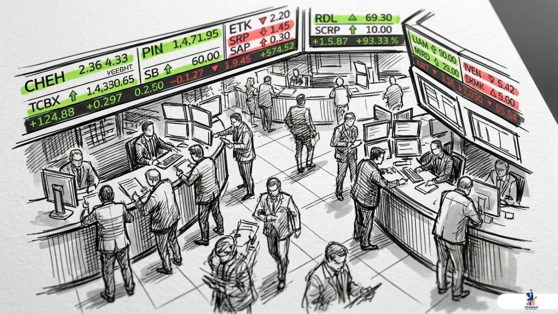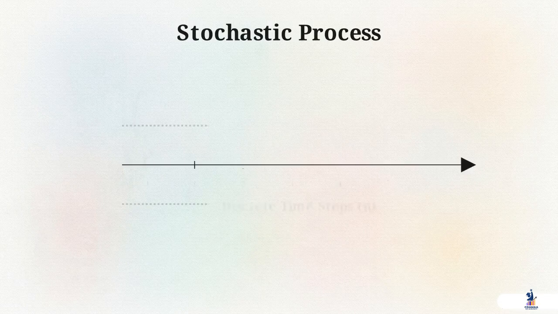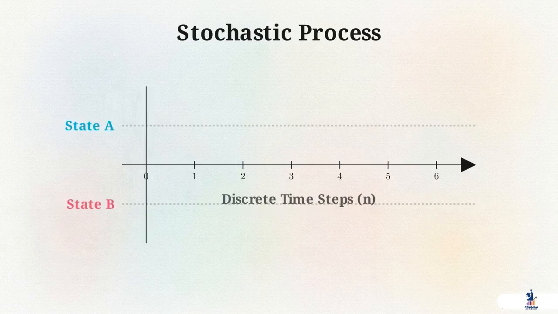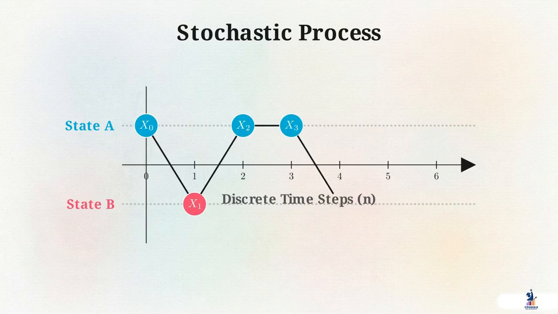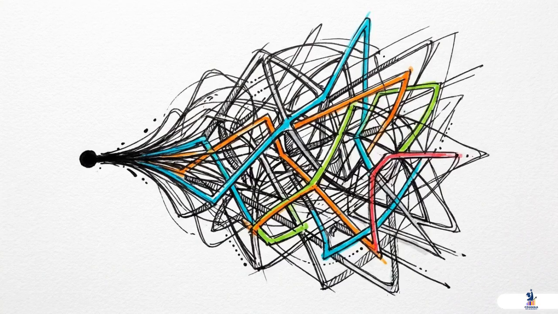To model these dynamic systems, mathematicians rely on what is known as a stochastic process. In this framework, a random variable evolves through a specific sequence of discrete states across distinct time steps. This introduces a complex computational problem.